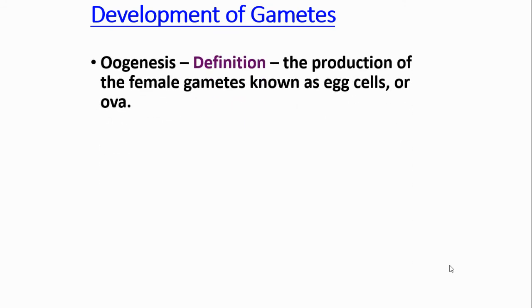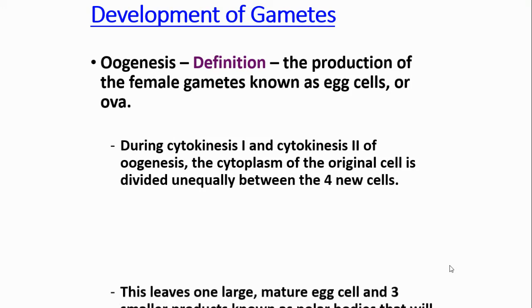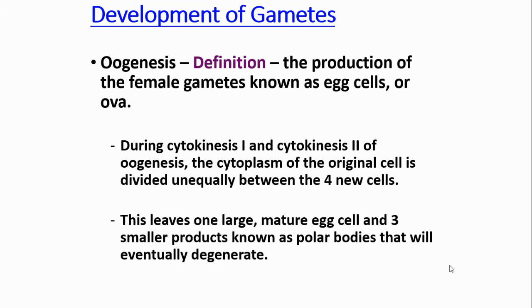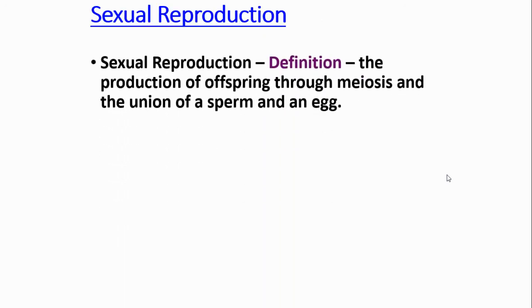Oogenesis is the production of female gametes known as egg cells or ova. During cytokinesis 1 and cytokinesis 2 of oogenesis, the cytoplasm of the original cell is divided unequally between the 4 new cells. This leaves 1 large mature egg cell and 3 smaller products known as polar bodies that will eventually degenerate. So here we have our 1 egg cell, and by the end of it, we only get 1 egg. These other ones here will not be eggs. So guys get 4 sperm cells, we get 1 egg cell.